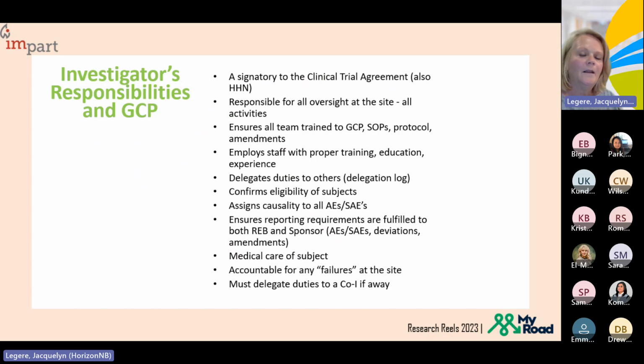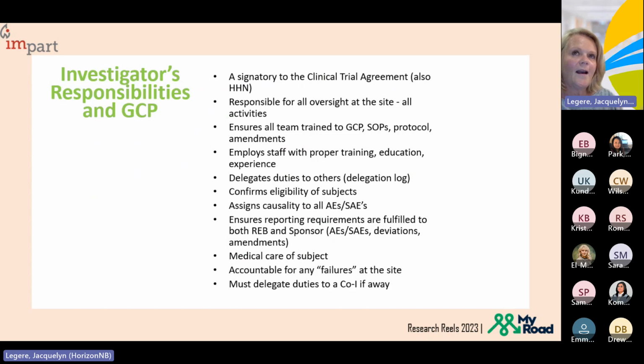for what their delegated folks are doing. They have to ensure that all of their teams are trained on good clinical practices, on their standard operating procedures, on their protocol, and then subsequently, if there's any amendments to the protocols or changes to the design of the study or changes to a process in the study, that relevant people have training on those changes, that they bring on staff with proper training, education, and experience.